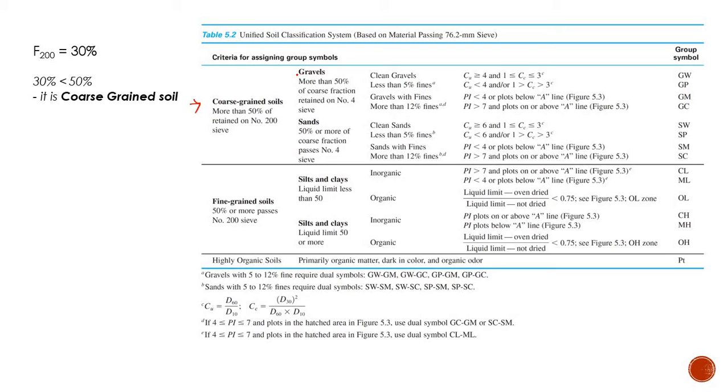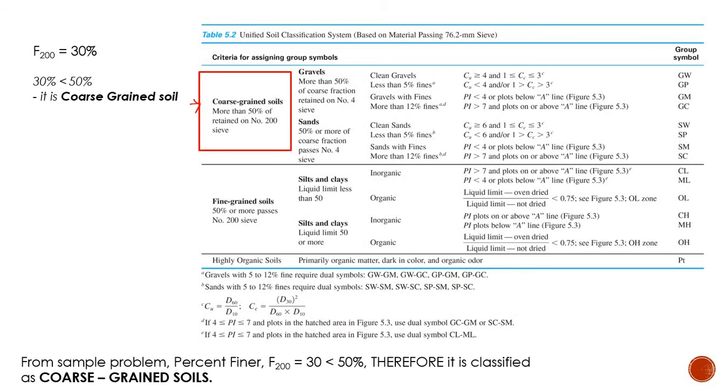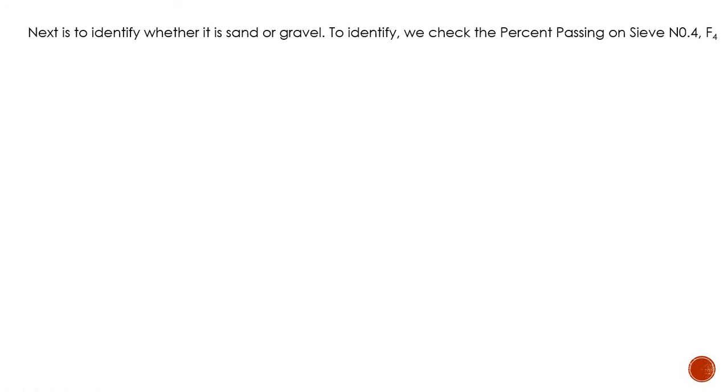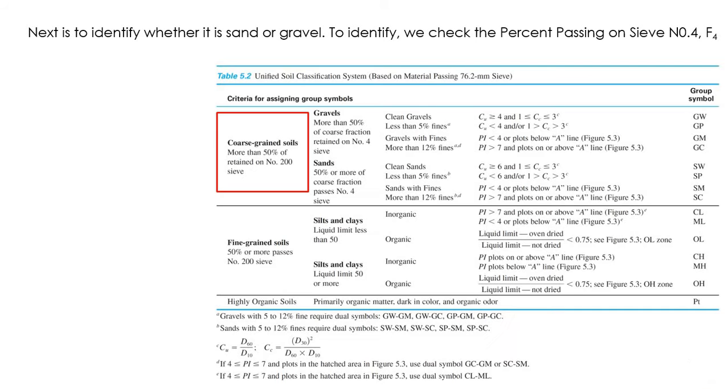So for us to know if it is gravel or sand, we have to check the conditions that are presented below. So from the sample problem, percent finer or F200 is equal to 30. That is less than 50%. Therefore, it is classified as coarse-grained soil. Next is to identify whether it is sand or gravel. To identify, we check the percent passing on sieve number 4 or F of 4. So we have to identify if it is gravel or sand.